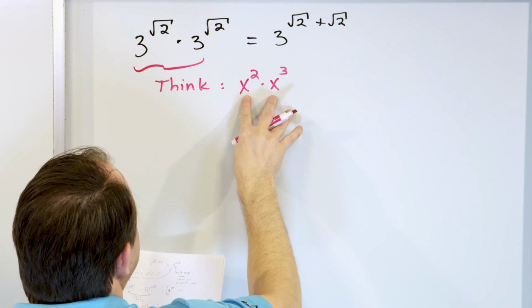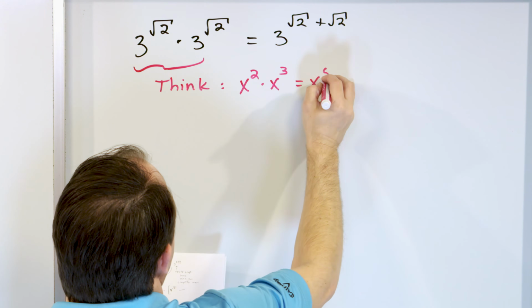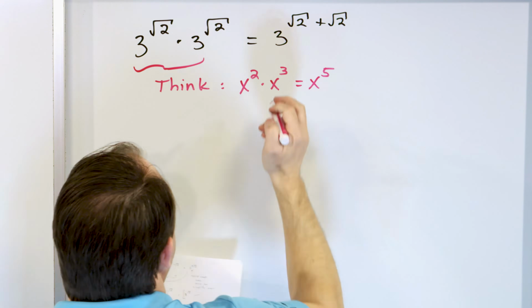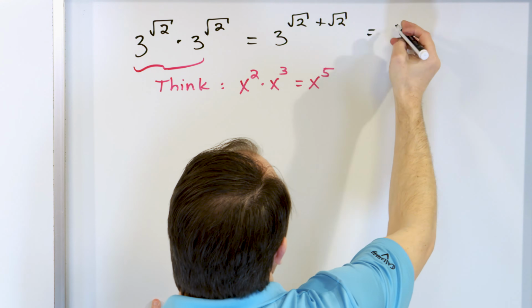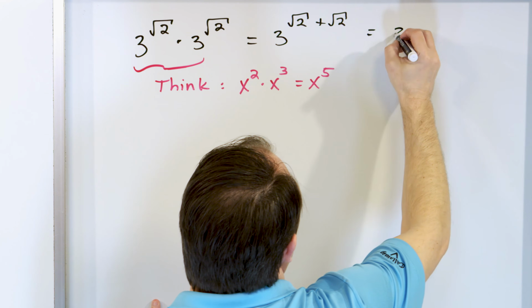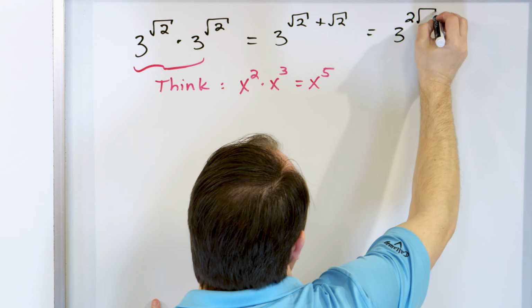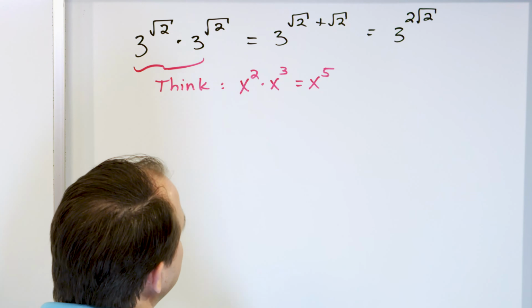The bases are the same, so I add the exponents. But in this case, the exponents are really weird. When I add the square root of 2 plus the square root of 2, it's just 2 times the square root of 2, because I've added them together. There are 2 of them there.